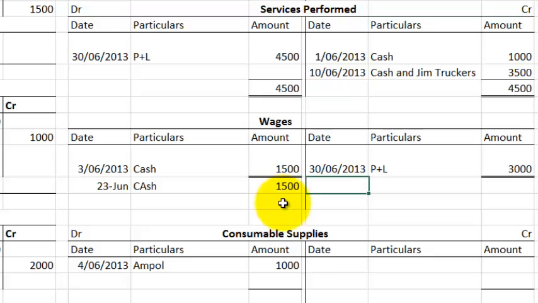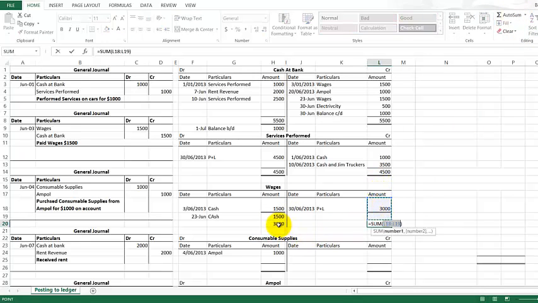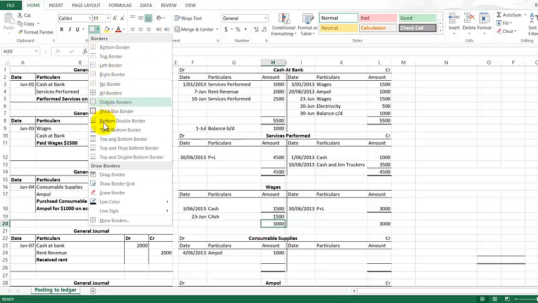So to do the proper setting out, I've got to set it out nicely like that. So this item here is going to be closed off to the profit and loss account so we can calculate our profit.